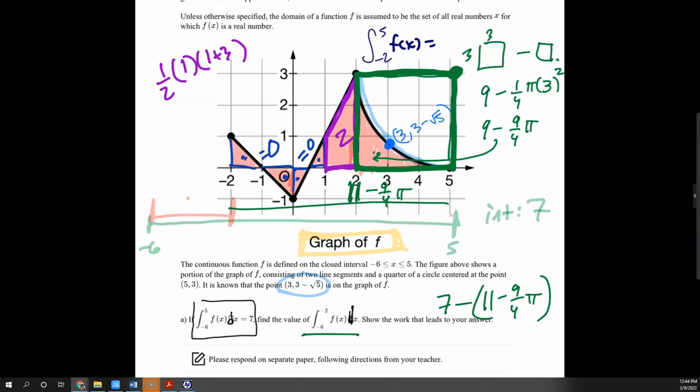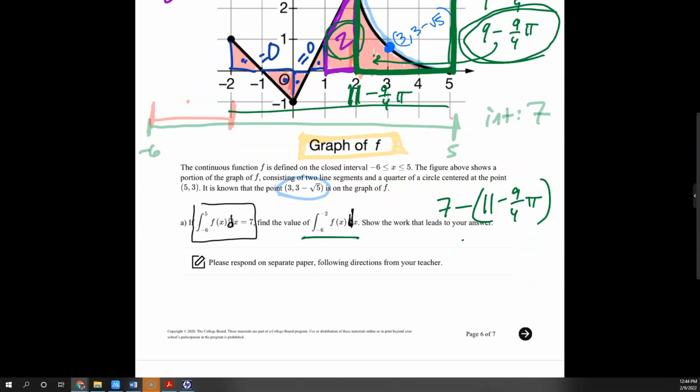All right, perfect. Because this is 9 and minus 9 pi over 4, and remember my little trapezoid was 2? Okay? So, I mean, you could write negative 4 plus, but, like, I ain't trying to be crazy.